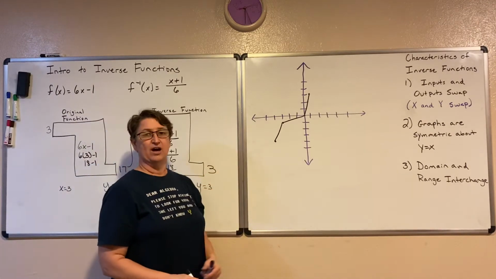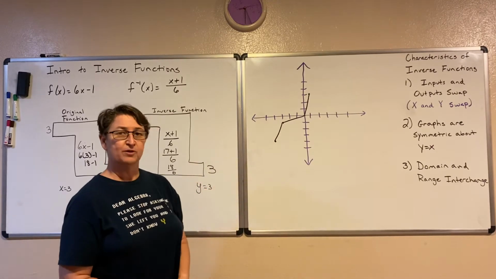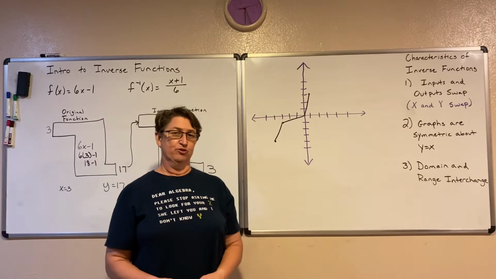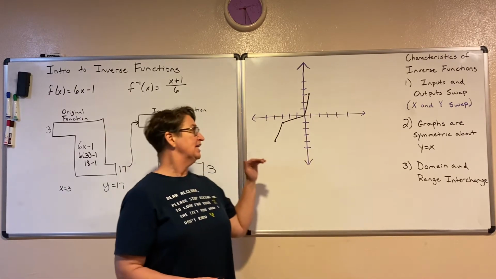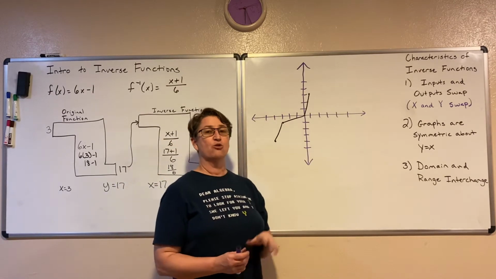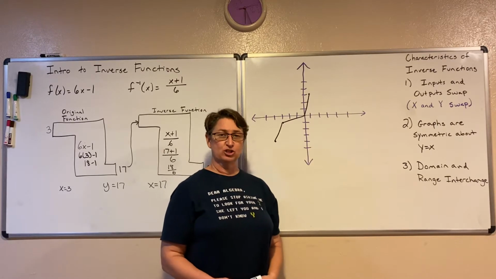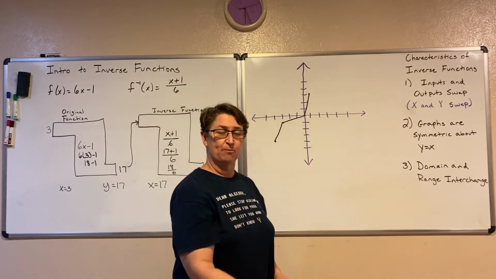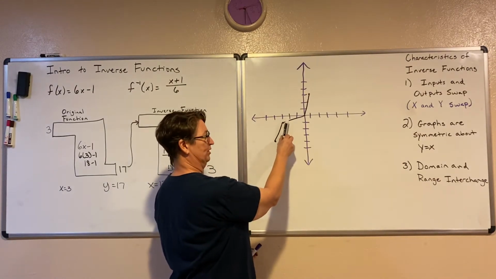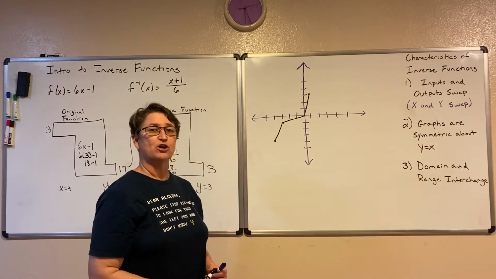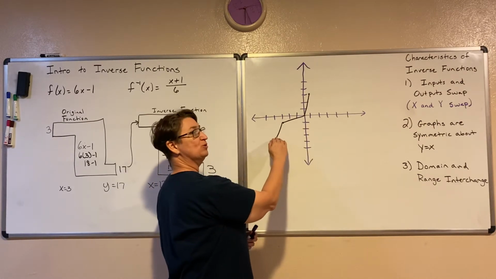So let's graph an inverse function. I'm going to graph the inverse of this particular function. Another characteristic of functions, in order for them to be able to have an inverse, is they have to be one-to-one. In other words, they have to pass the horizontal line test. Remember when we talked about functions, we said a function had to pass the vertical line test, that every input had to have a unique output. Well, in order for that function to have an inverse, every output then must have a unique input.